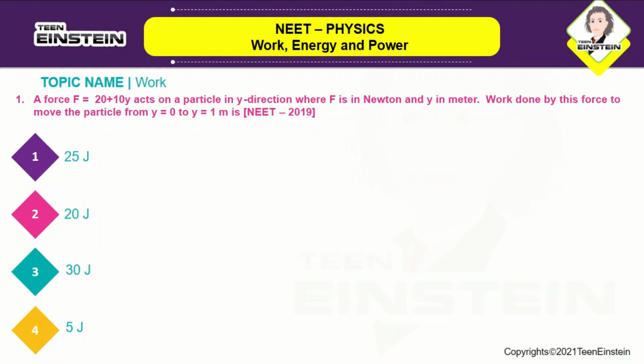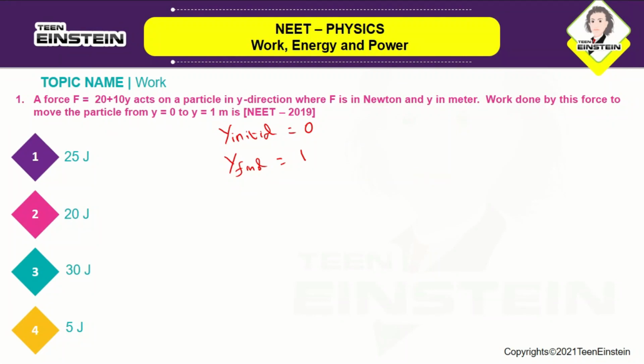What they are saying is that a force is acting on a particle in y direction, where F is in Newton and y is in meter, and they want us to calculate the work done by this force to move the particle from y equal to 0 to y equal to 1. Here y initial is 0, it is at the 0 position, and y final is 1.